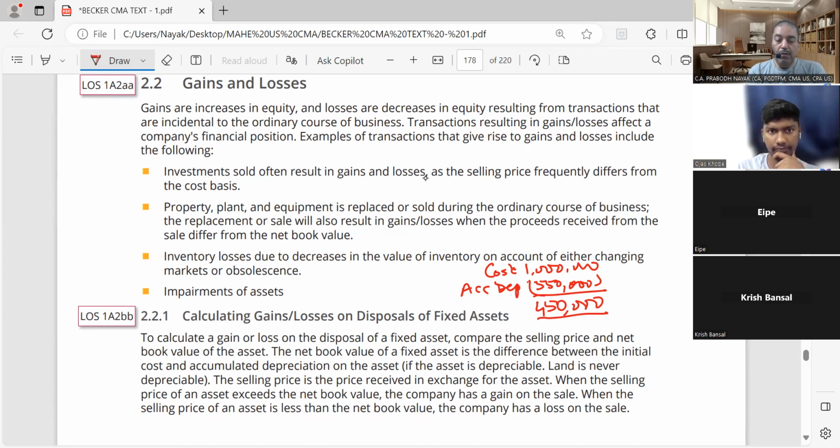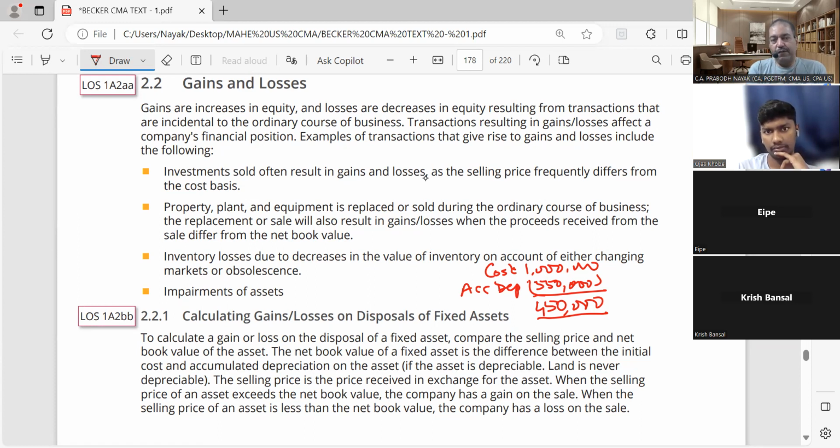Now, suppose you come to realize that this particular asset is not going to generate enough cash flows in the future, which will help us to recover that 4,50,000. That means the fair value of this particular asset is going to be less than 4,50,000.